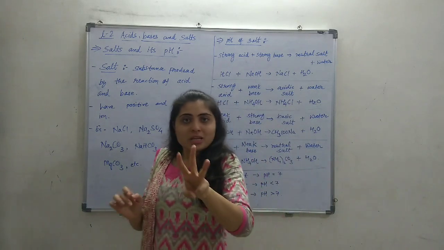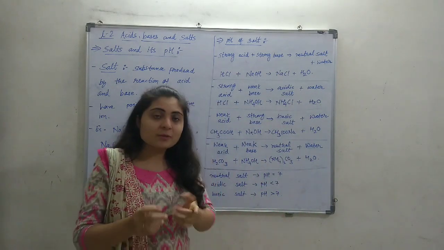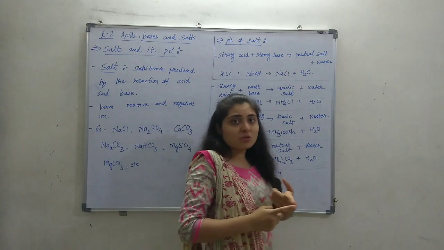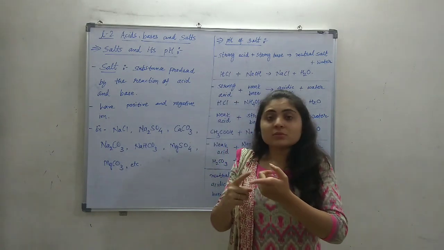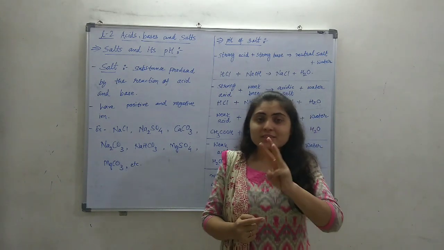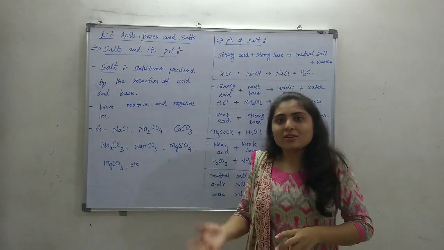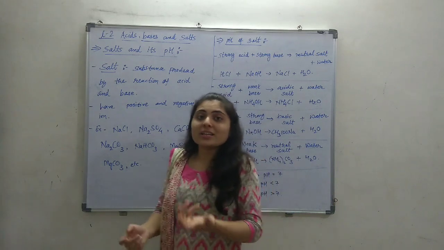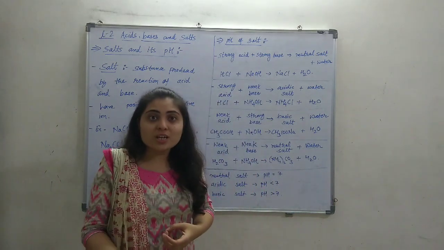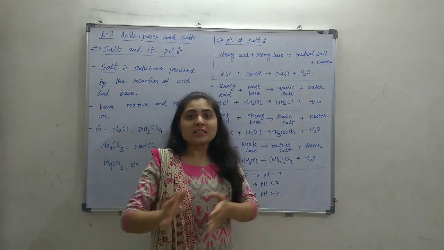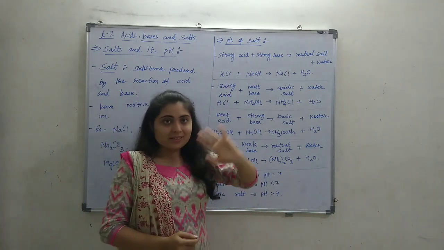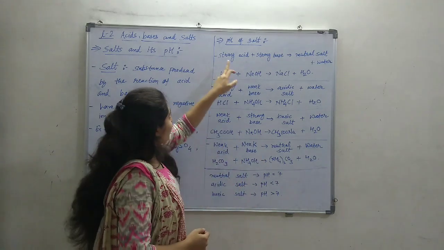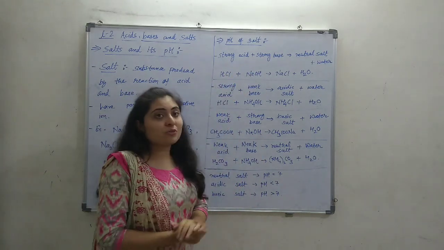commonly there are three main strong acids: HCl, hydrochloric acid, H2SO4, sulfuric acid, and HNO3, that is nitric acid. These are the three strong acids. Other acids, like acetic acid, other organic acids, carbonic acid, and phosphoric acid, are the weak acids. So mainly three strong acids: HCl, H2SO4 and HNO3. So this strong acid HCl reacts with a strong base.